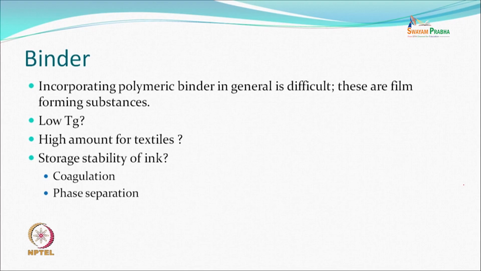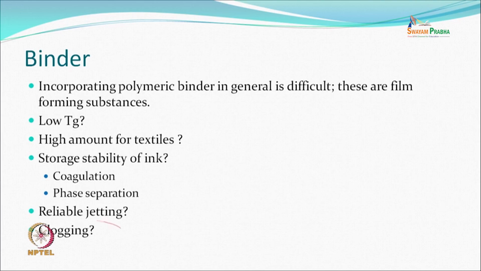So one may have coagulation, as we said, and there can be phase separation between things which are very soluble in water versus very less soluble in water. All that can cause a problem, and binders therefore prove to be a more difficult ingredient. If things are not right, jetting may not be reliable. As I said, if the binder, which is a film forming substance, can make some gels anywhere, then it can get stuck inside or in the nozzle or completely block it. So clogging can take place.